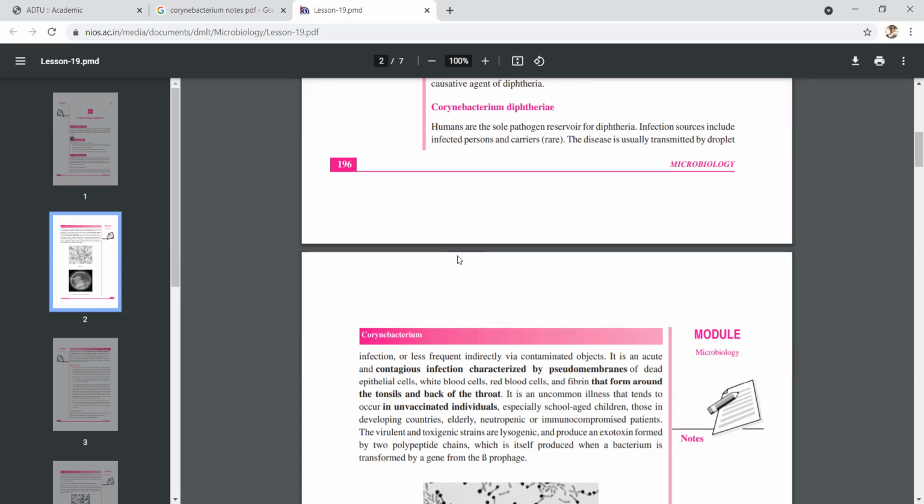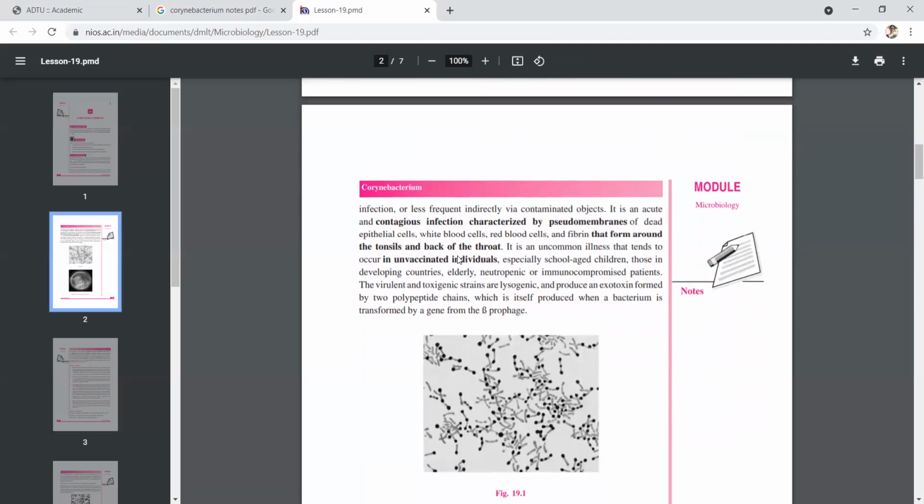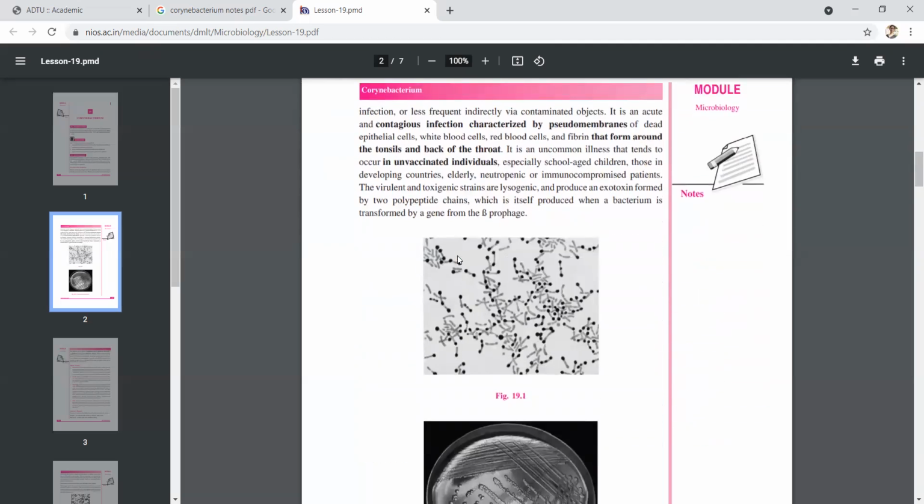So accordingly, humans are the only reservoir, the only kind of host who is the source of this bacterium, diphtheria. This infection may be spread from one infected person to another, and the source therefore is an infected person, or sometimes a person may be just a carrier but not infected. But that circumstance is very rare. The disease is usually transmitted by droplet infection, or less frequently indirectly via contaminated objects.